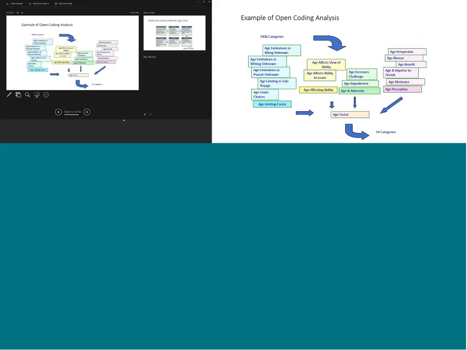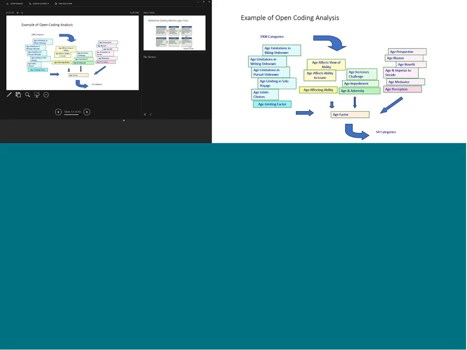And then what she did then, again, she started off with her informants. She started off with 1,908 categories in open coding. These are just some examples of it. Age limitations in biking unknown, age limitations in riding unknowns. You see what I mean. These are just open codes. Then she broke all these codes down into 54 categories.